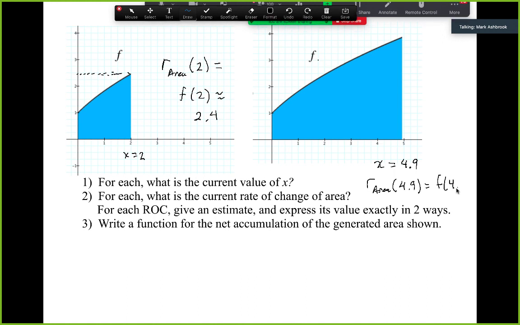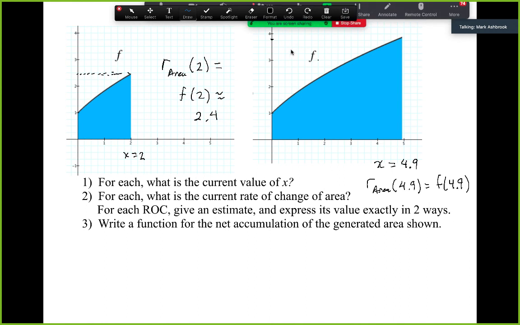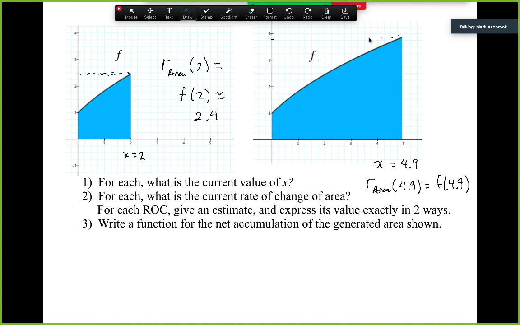Okay, notice it's not the rate of change of f. This is the big confusion students have. The rate of change of area is the value of the function itself. It's not the rate of change of the function. Okay, so be careful. Rate of change of area is the function itself. And that's about 3.75, or is it 4? Oh, 3.8.